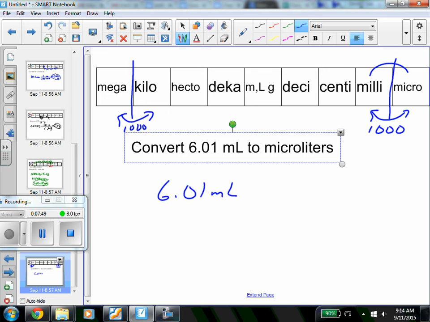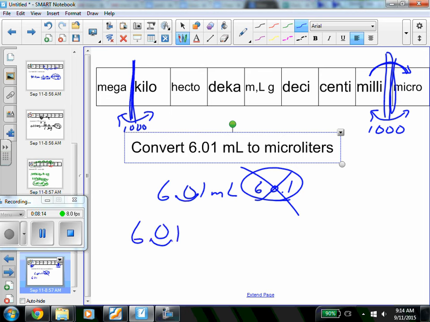6.01 milliliters to microliters. Again, I'm going from milli to micro. That's a step that looks like one step to the right. So if you were to say 60.1, that would be incorrect. It's a factor of 1,000, not 10. So it's 3 places to the right whenever you're on these ends here, as I'm outlining again. So it's 6.01, 1, 2, 3 places to the right. Put your decimal point, fill in the 0. Your answer, let's just clean it up a little bit, is 6,010 microliters.